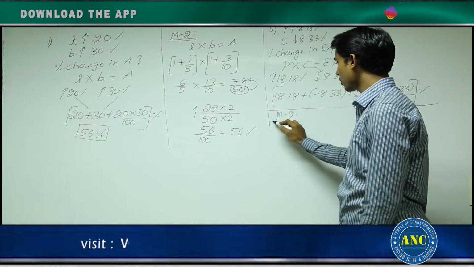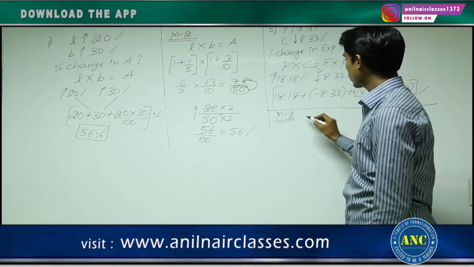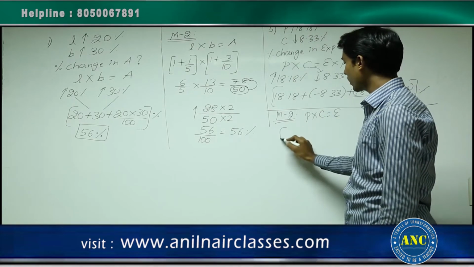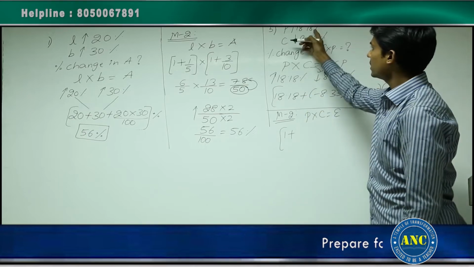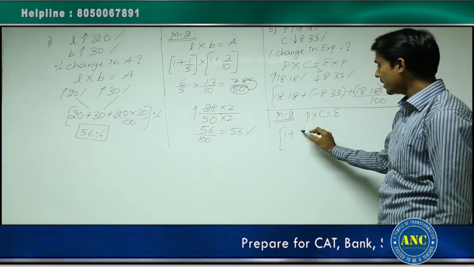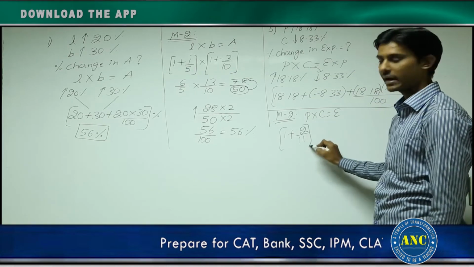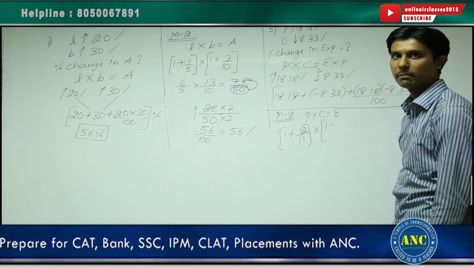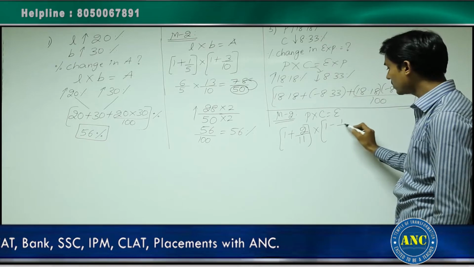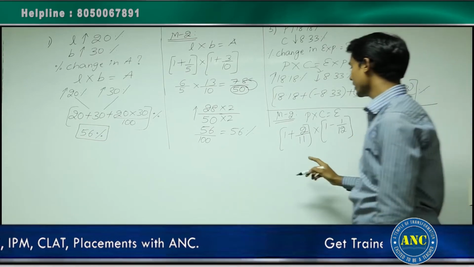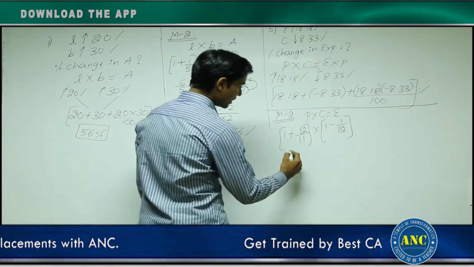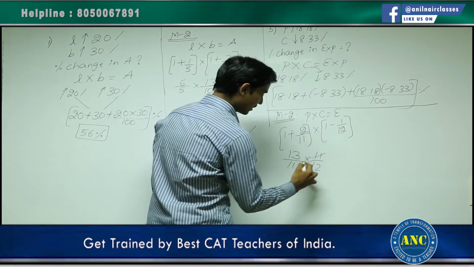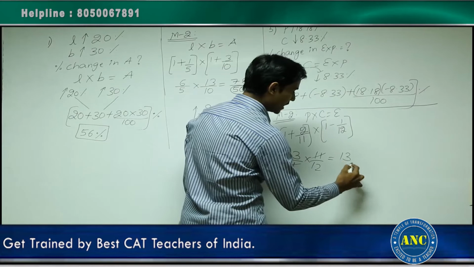If I use method 2 for this particular question, price into consumption is expenditure. Price increases by 18.18%. Initially it was 1. Increase of 18.18%. 18.18% is 2 by 11. Consumption decreases, because it is a decrease I will put 1 minus. 8.33% is 1 by 12. If I simplify, this becomes 13 by 11. This becomes 11 by 12. 11 cancels. It becomes 13 by 12.